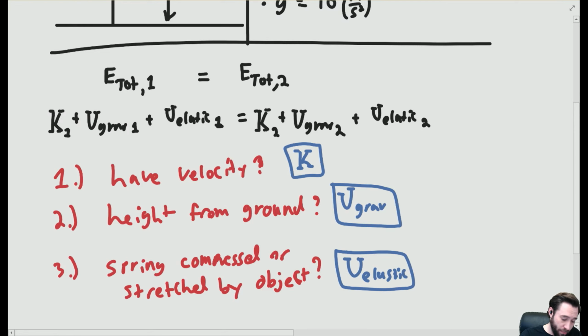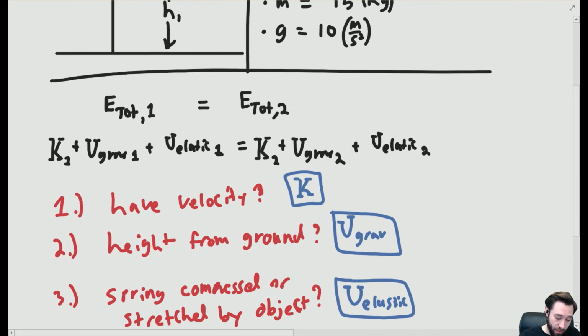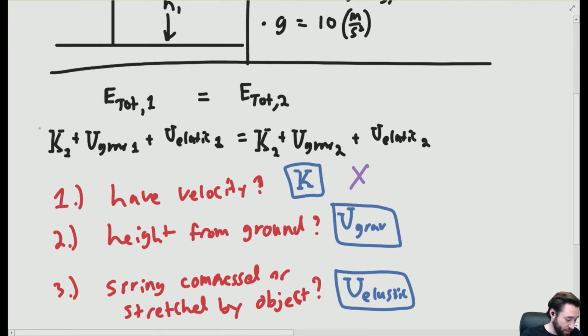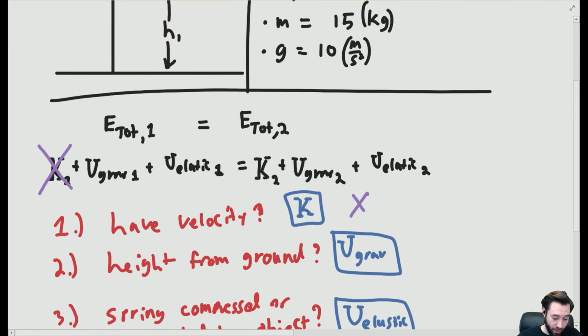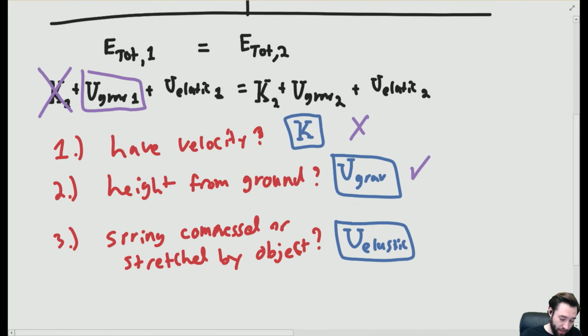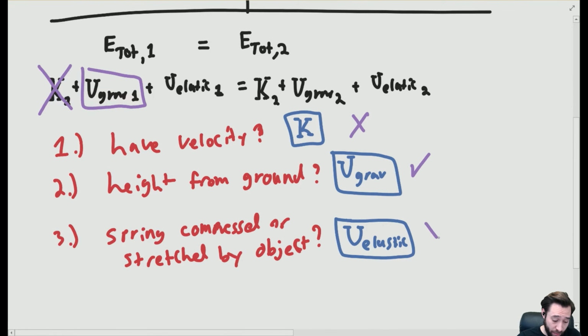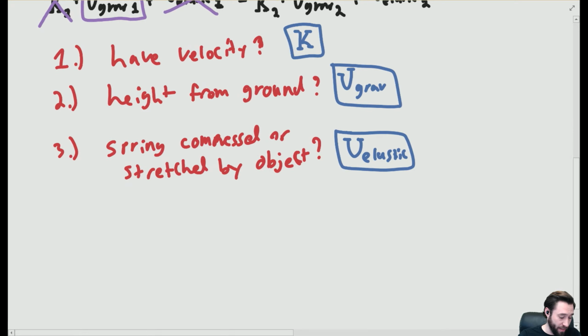And so does it have a velocity at state 1? It does not. So there is no kinetic. So kinetic at state 1 goes away. Does it have a height from the ground? It sure does. So we get to keep U grav. So this stays. And there's no spring in this problem at all. So there's no U elastic. So U elastic goes away. Cool. So that's for state 1. So the only thing that we have present at state 1 is U grav.